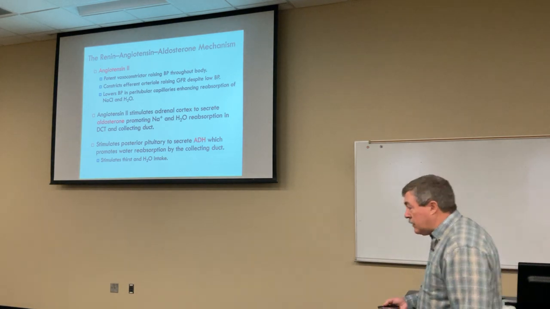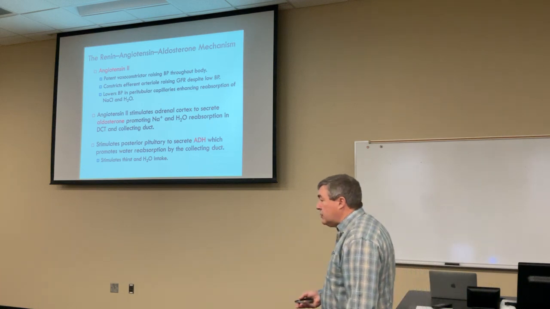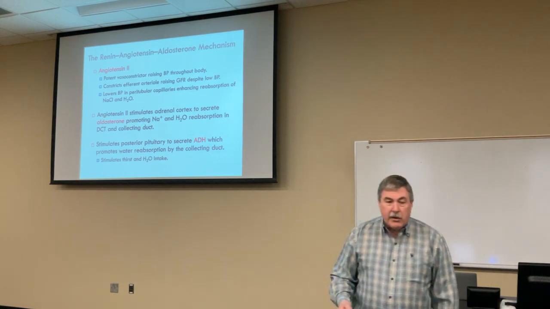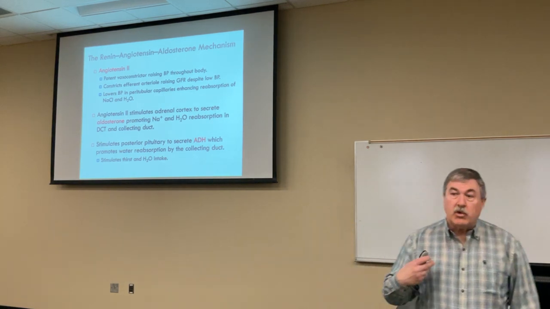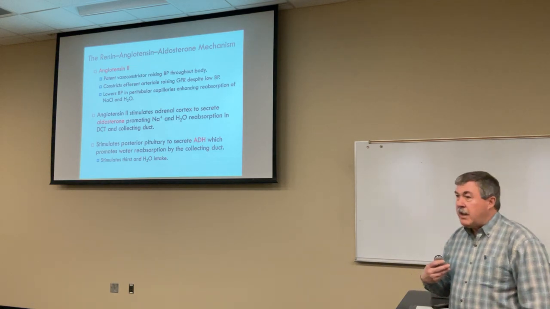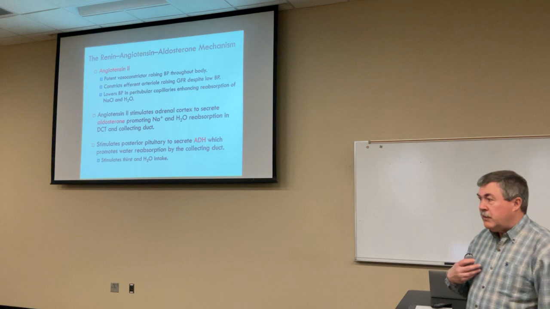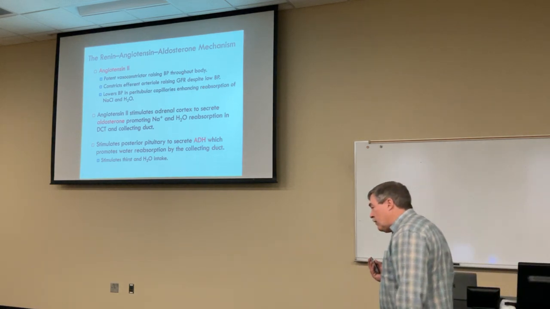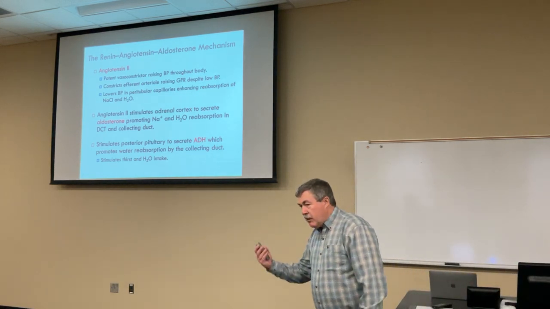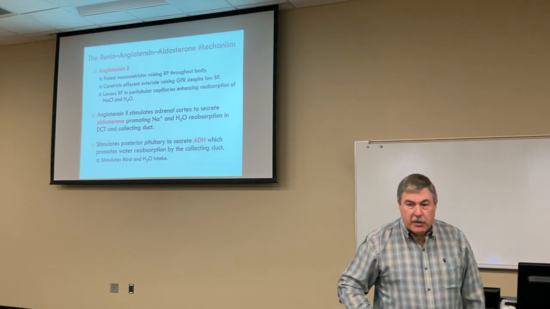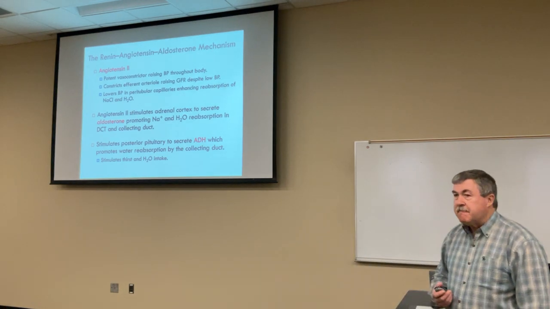Another effect of angiotensin II is that it stimulates the part of your hypothalamus that controls thirst. So it makes you thirsty, which makes you want to drink water. You drink more water, that increases your blood volume, and again, that helps to bring blood pressure back up again.